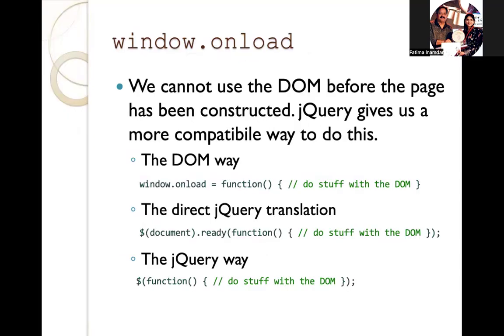So let's understand how to load jQuery. Loading jQuery is the most important aspect here. jQuery can be loaded in two ways, basically. In a DOM, we cannot use the DOM before it has been constructed, so jQuery gives us a more compatible way to do this. One is the DOM way, and another is the direct jQuery way. In the DOM way, we use the function window.onload. In the jQuery way, we do the same thing by using the ready function, where we use the dollar function.